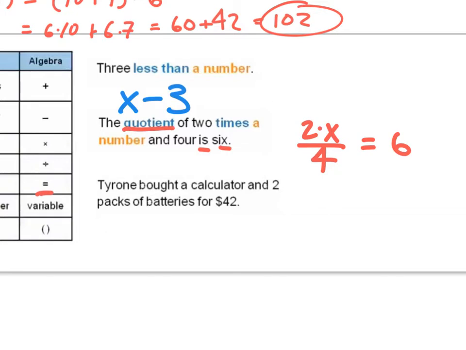Thrown in there. Of 2 times a number, which is here, and 4. So the quotient of 2 times a number and 4. That's like the overall... God, I don't like it. Yeah, it's rough, man.